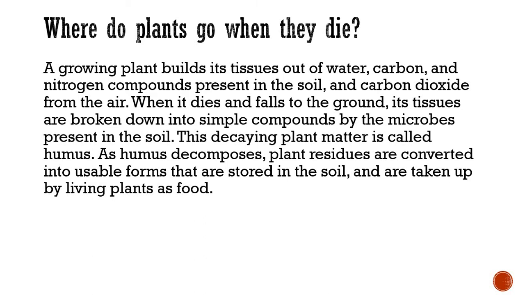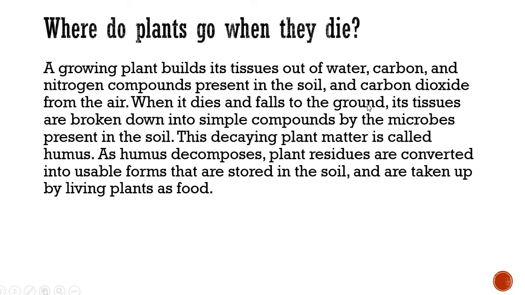Now, one thing is there: where do plants go when they die? A growing plant builds its tissues out of water, carbon and nitrogen compounds present in the soil, and carbon dioxide from the air. As we know, when a plant is growing, it builds its tissues with the help of water, carbon and nitrogen compounds present in the soil, and carbon dioxide from the air.